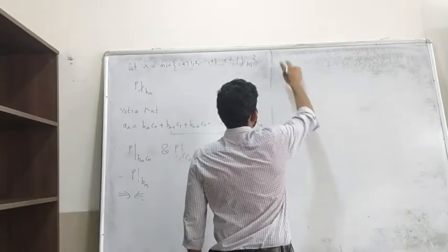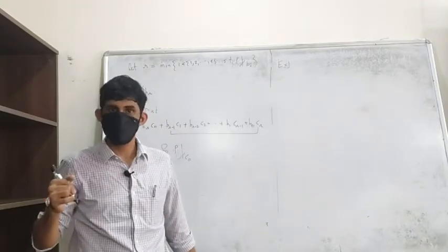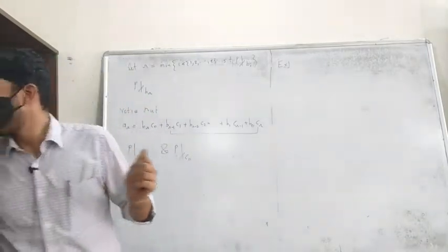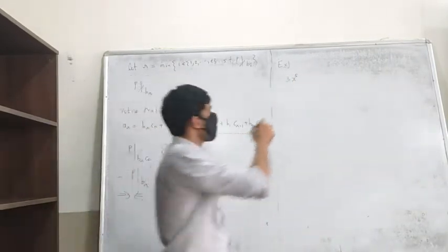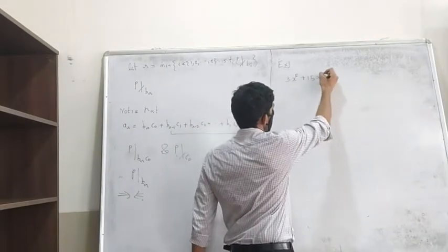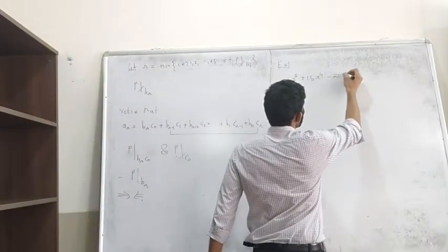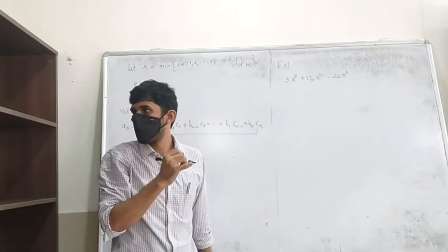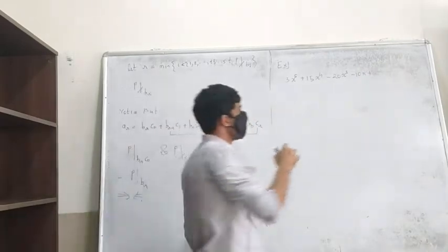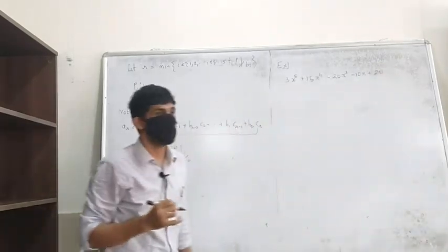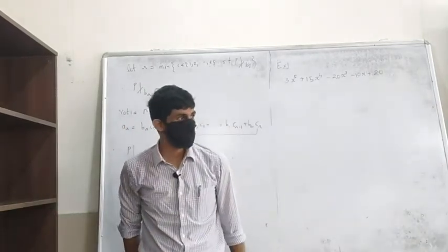One is, if we look at 3x^5 + 15x^4 - 20x^3 - 10x + 20. Okay, I purposely put a polynomial of this type. We can show that this is irreducible using the Eisenstein's criterion. Can you tell me for what p?